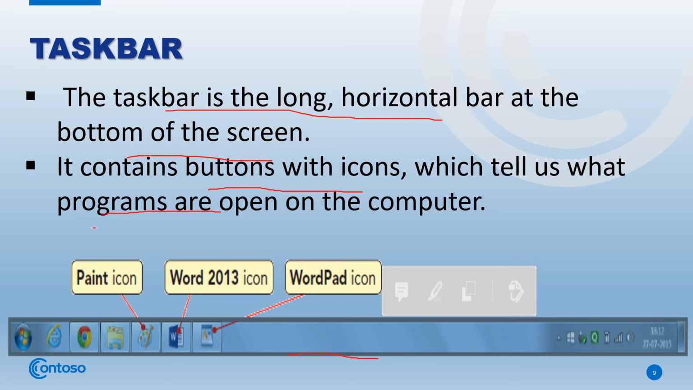Currently, the programs that are opened at present will be shown on the taskbar. For example, Google Chrome is open here, and this is Windows, and this is Paint, this is Word, and this is WordPad. These are the programs that are currently working now. So this will be shown on the taskbar as small icons.